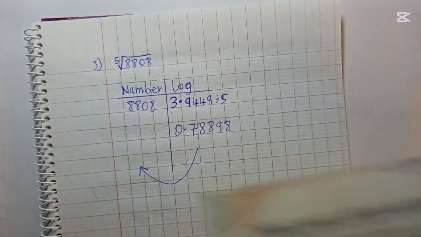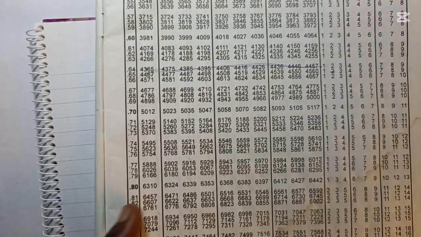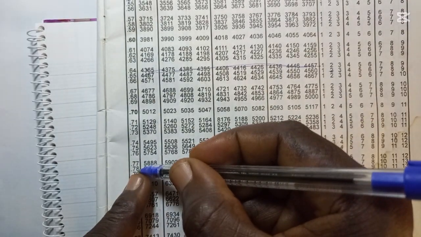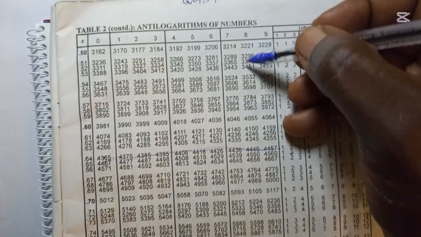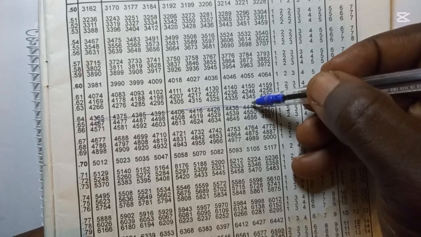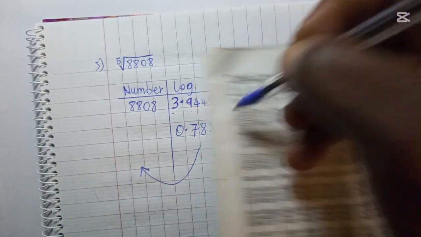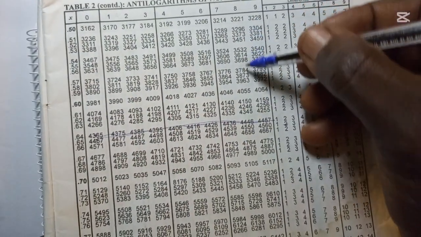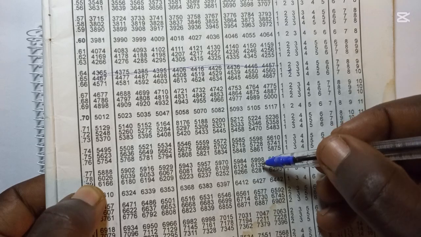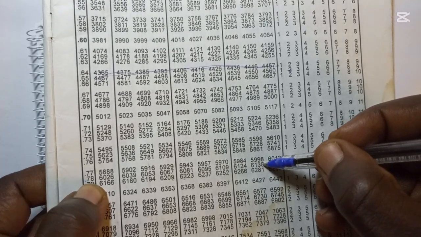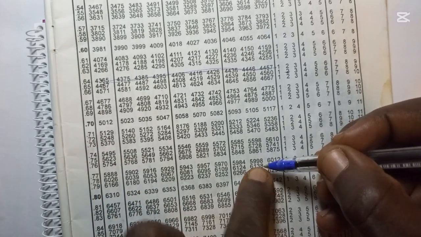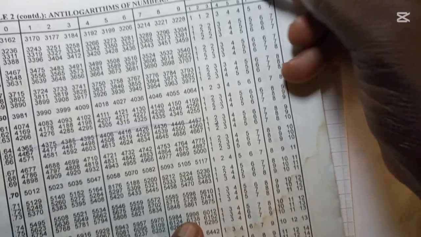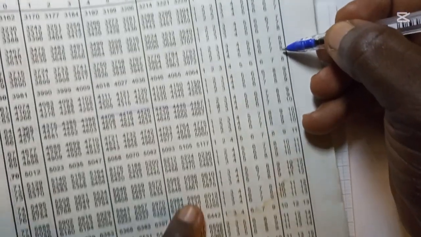Now we look for 78. Here, this is 78. 78 under 8 will give us 6138. And then the difference of 9, place it downward here.